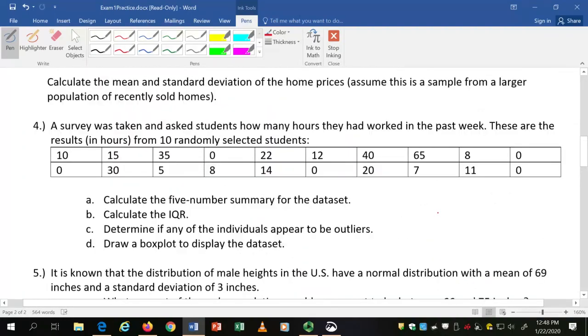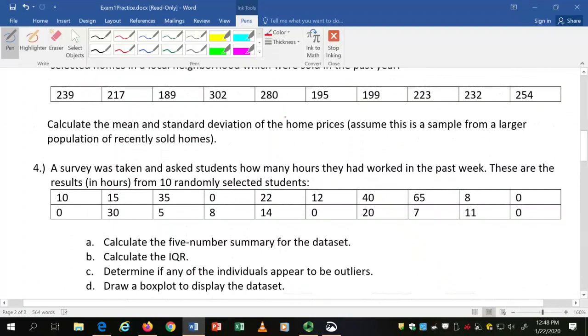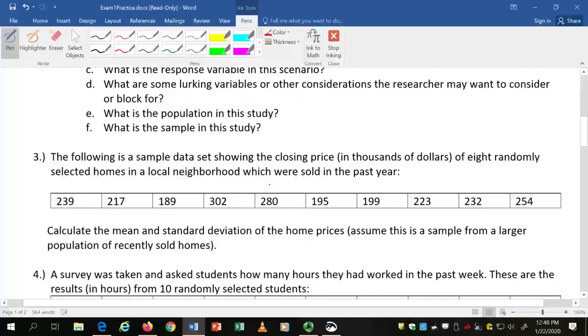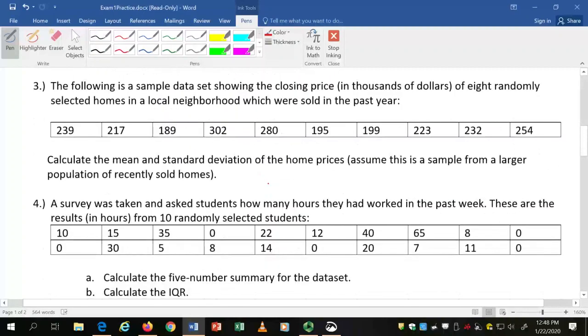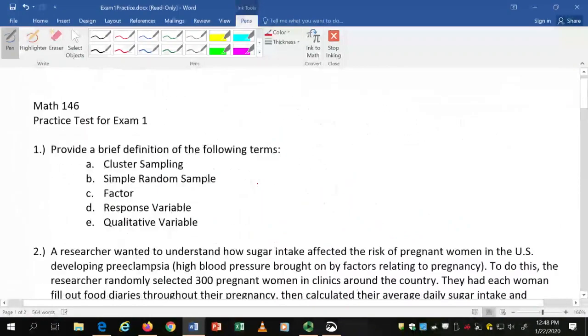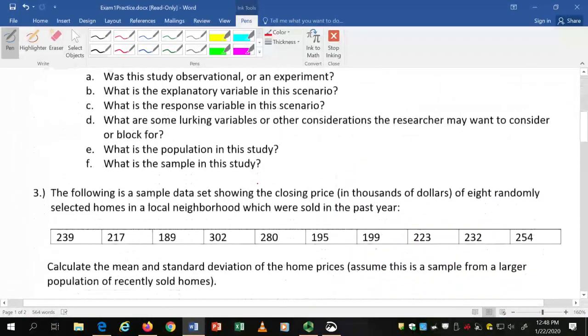Where else do you want to go? We got some 5-number summary stuff, standard deviation stuff. Empirical rule. What's that? Can we do one on the empirical rule? Yeah. How to find the difference between the... Yeah, did I not put one on here? Oh, I don't... On the practice test?